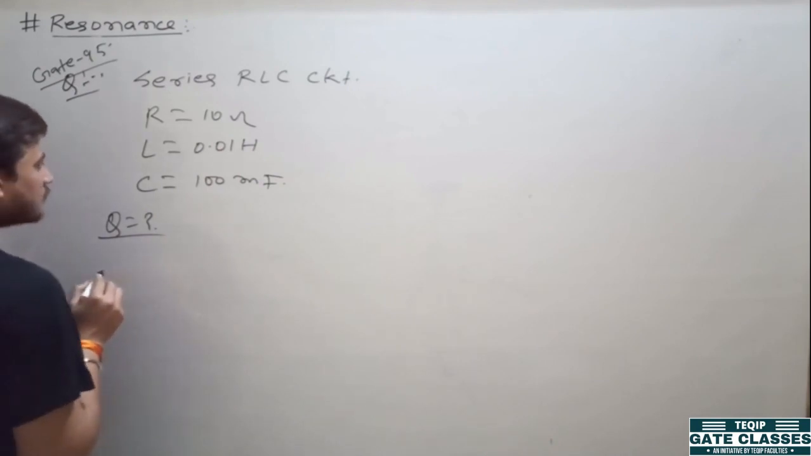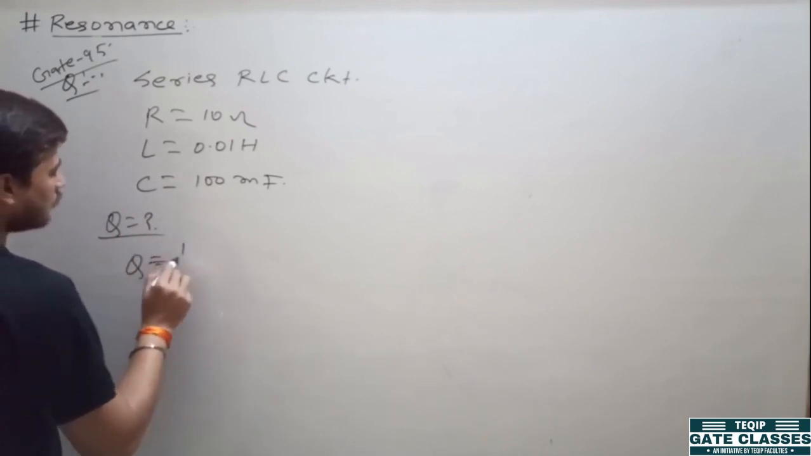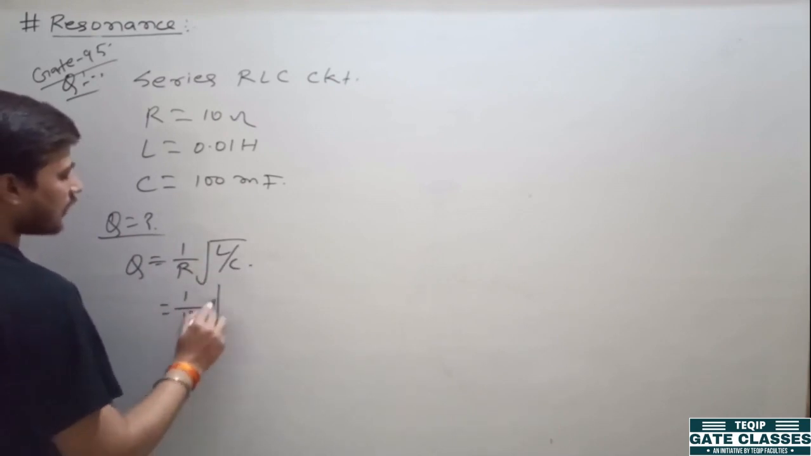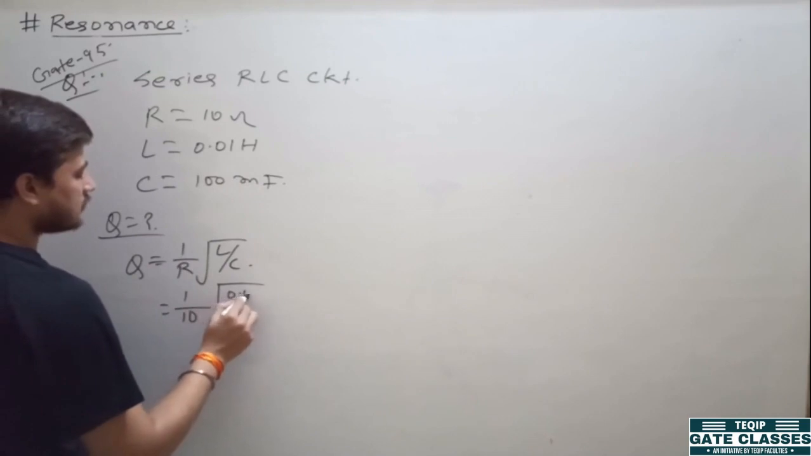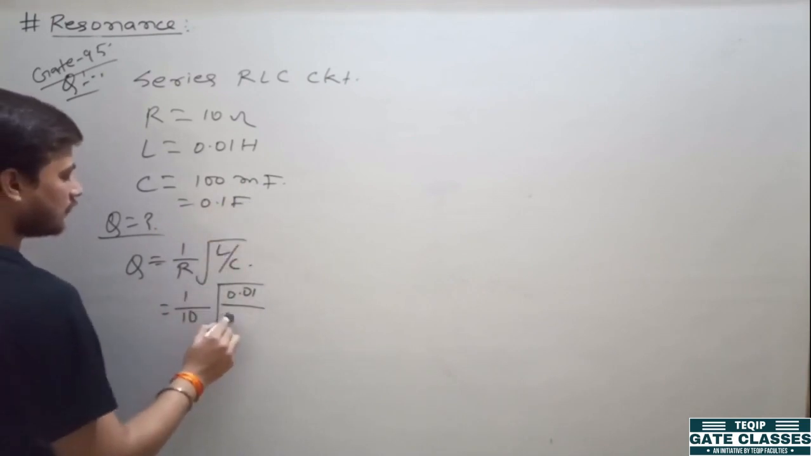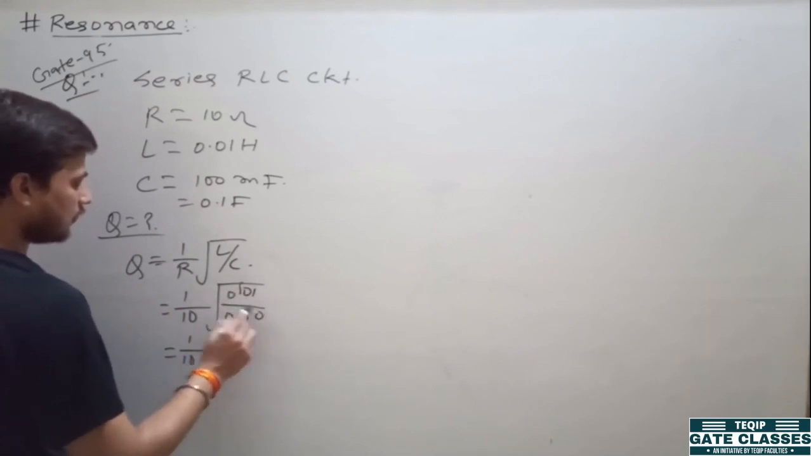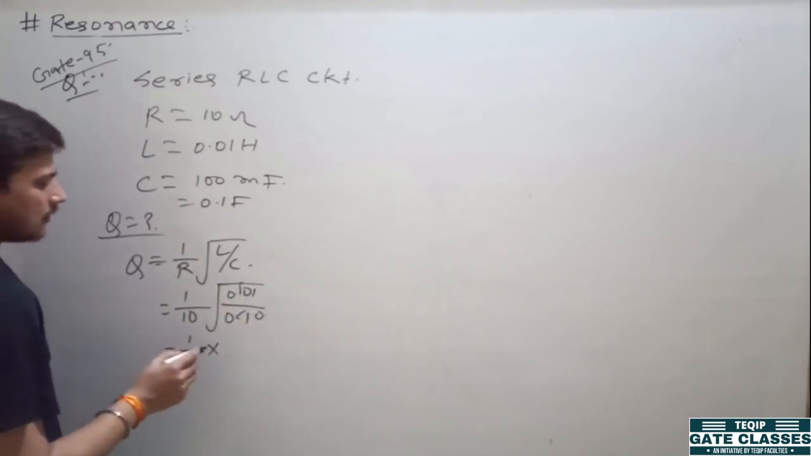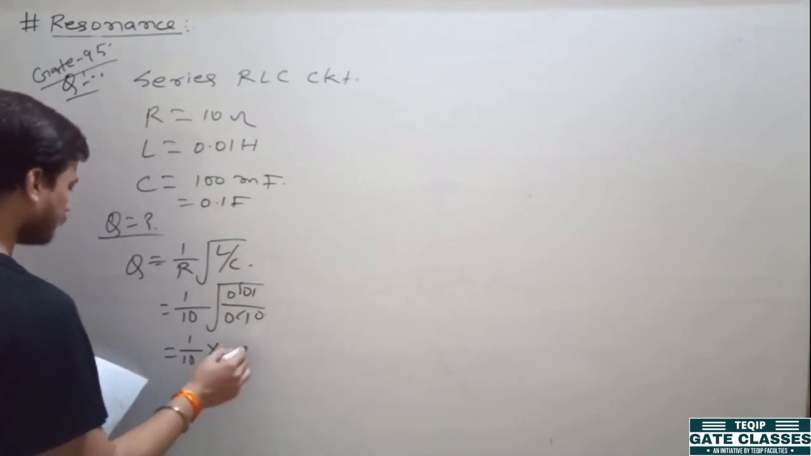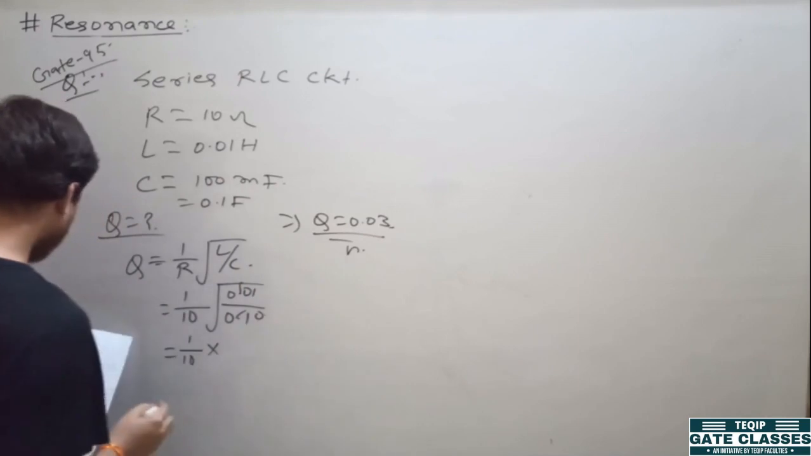So if you write the expression for quality factor in a series RLC circuit, you know quality factor is equal to 1 by R under root L by C. That means 1 by 10 under root L, which is 0.01, divided by C. 100 millifarad you can write as 0.1 farad. So here it is 1 by 10 into under root of 0.1, something like this. Clear? So from here you will get Q equal to 0.03. This will be the answer.